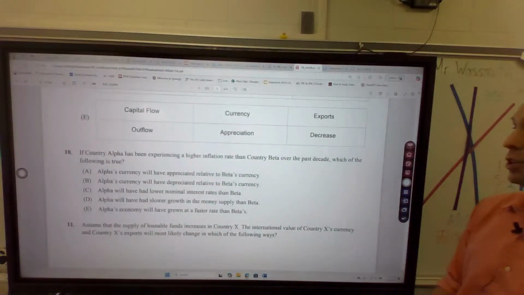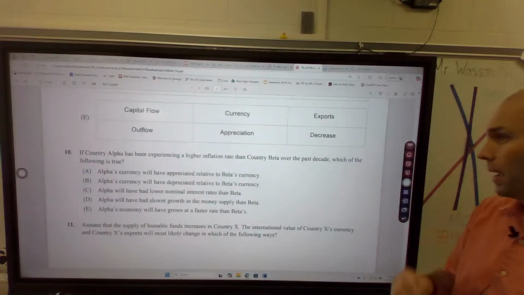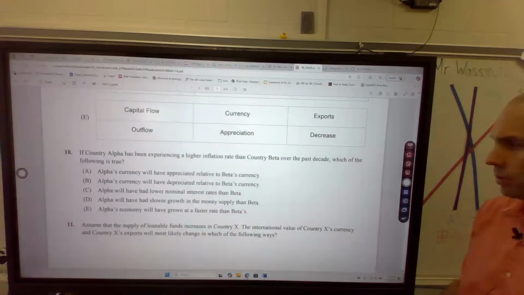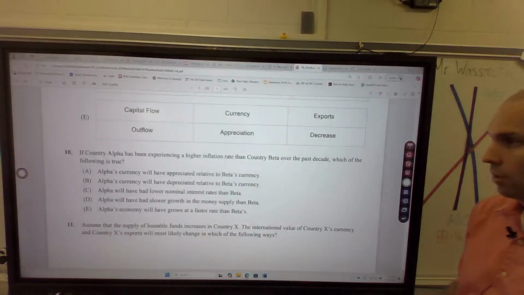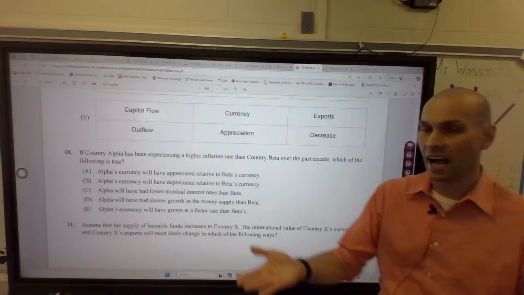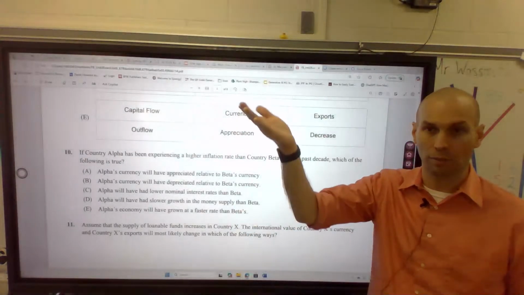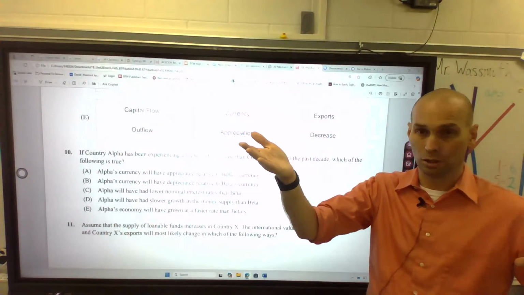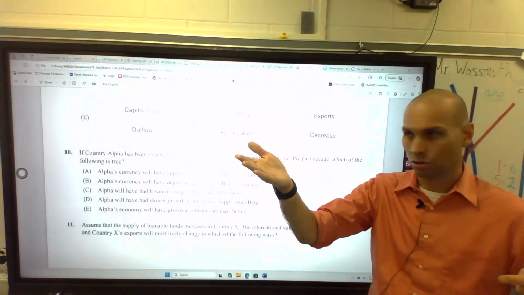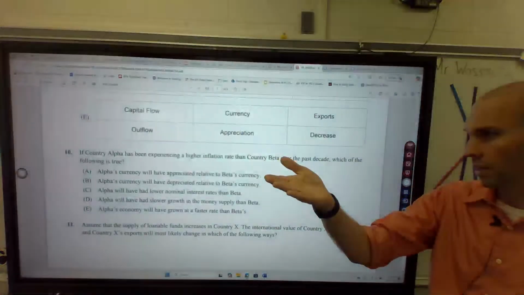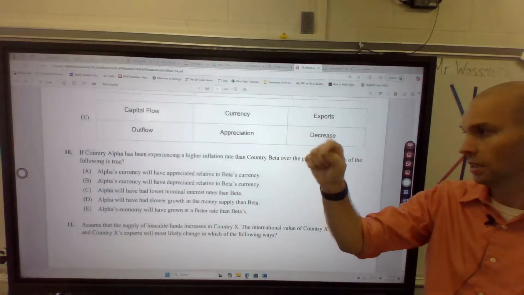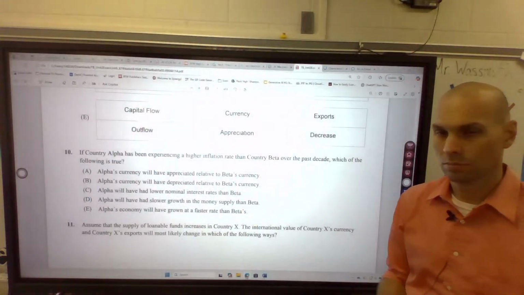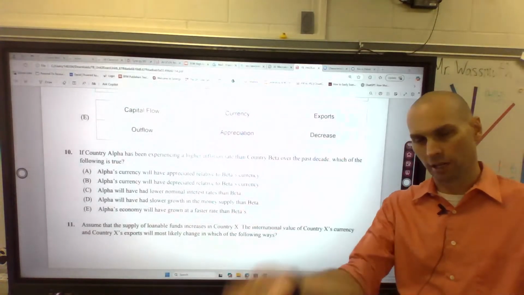All right, country alpha has been experiencing a higher inflation rate than beta over the past decade. Which of the following is true? It'll depreciate. All right. If alpha has higher inflation, that means its goods look more expensive to country beta. Yeah. And beta's goods look cheaper. So alpha's currency will depreciate. Because the demand for country B's currency is going to go up, and therefore country A's must.